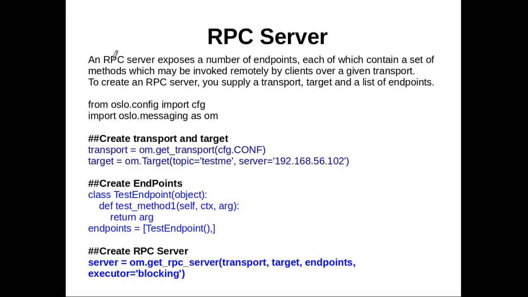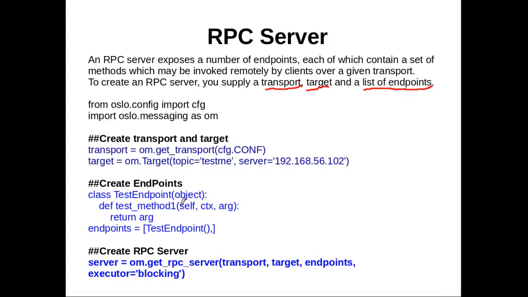Then RPC server. An RPC server exposes a number of endpoints, each of which contains a set of methods which may be invoked remotely by a client over a given transport. To create an RPC server, you supply the transport, which means the connection, then the target and a list of endpoints. So these three pieces of information we need to pass to create an RPC server.